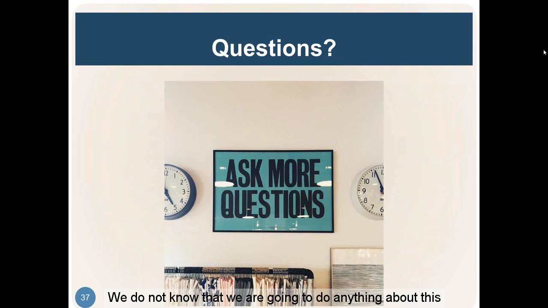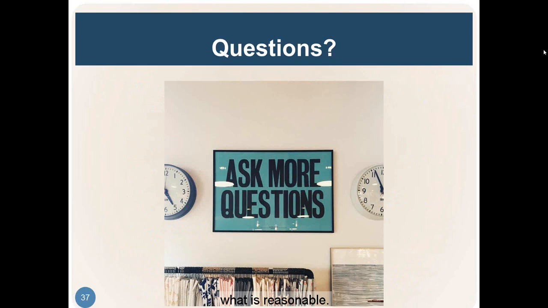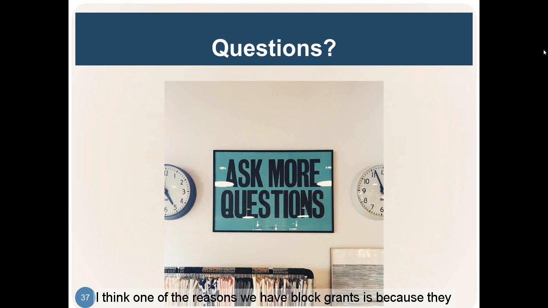We don't know that we're actually going to do anything about this because we don't have a say in how states manage the CSBG award. I was going to talk to our partners in LIHEAP, but ours are block grants, so we're heavily reliant on the states to tell us what's reasonable. I think one of the reasons that we have block grants is that they don't want the federal agency to decide what's reasonable for everybody. So you're in a much better position than we are to tell us what's reasonable.